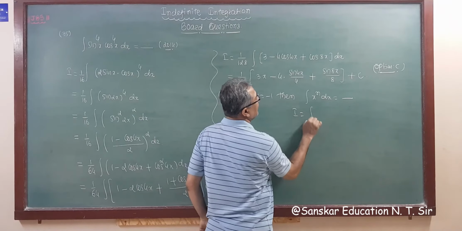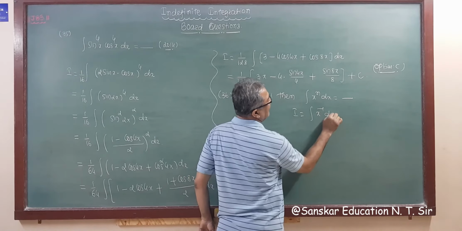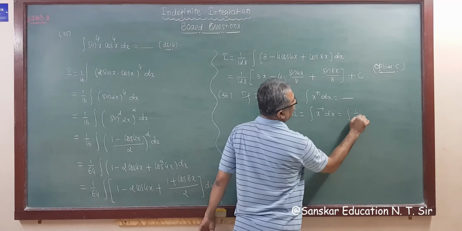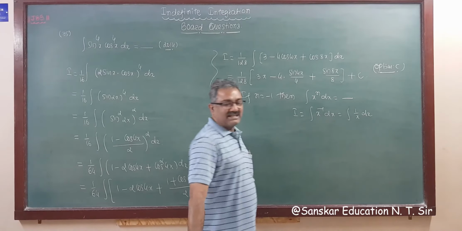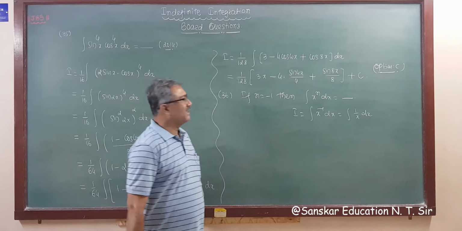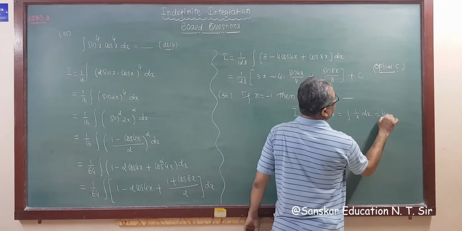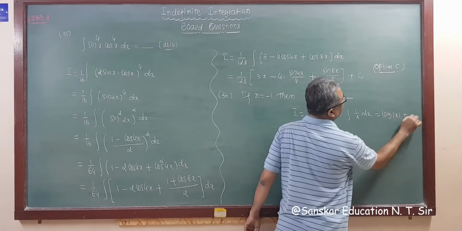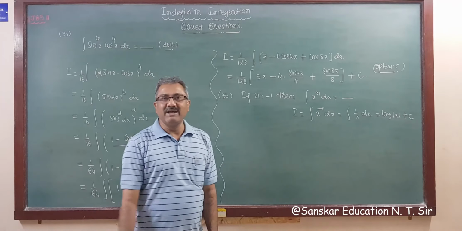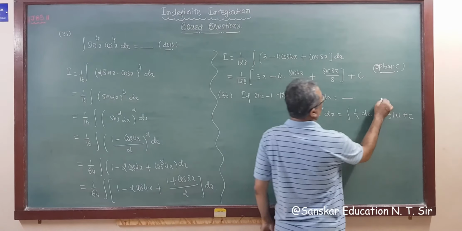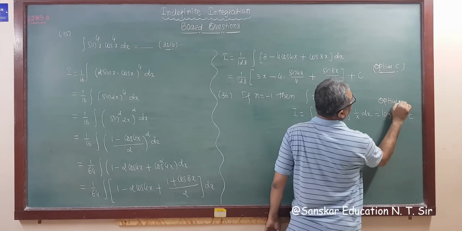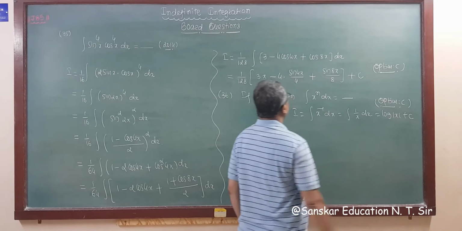I is equal to integration of x raised to minus 1 dx, that is integration of 1 upon x dx. So the answer of this is log mod x, that is log mod x plus c. So the proper answer will be option C. So option C is again the correct answer here.